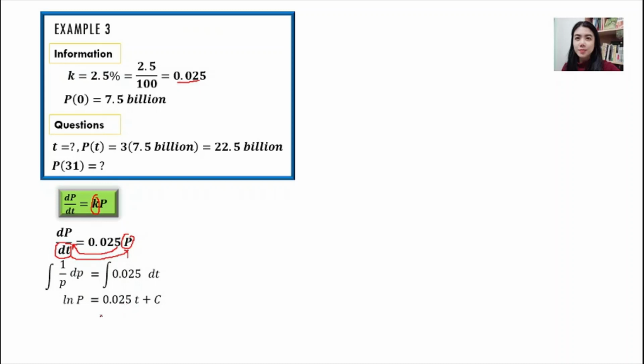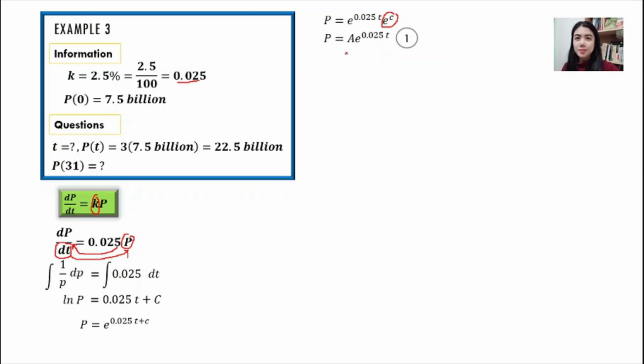And now add the exponent to both sides. Okay, we have this one. Focus on the right hand side. For the exponent, you can split into two exponents. So we have this one, and e to the power of c is a constant, so you can replace it with another constant, let's say a. Then we have the next line.